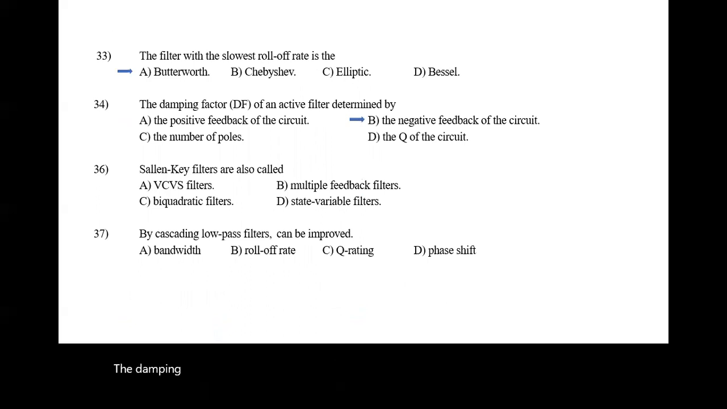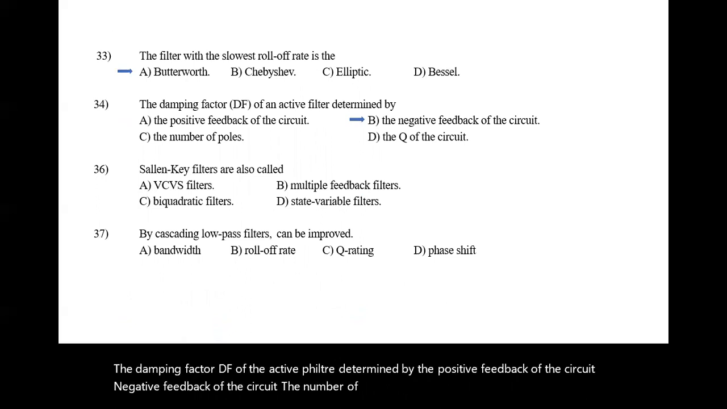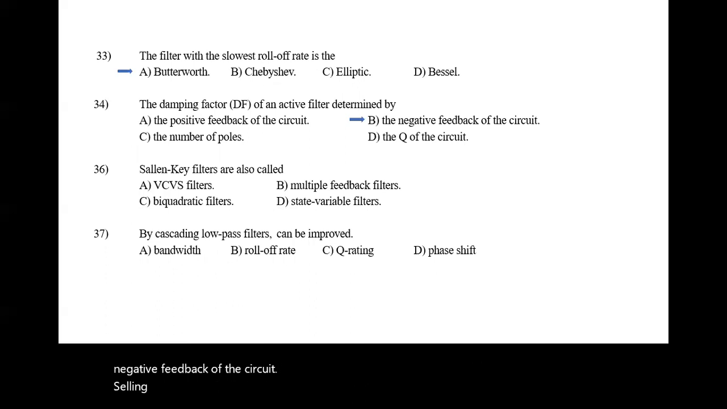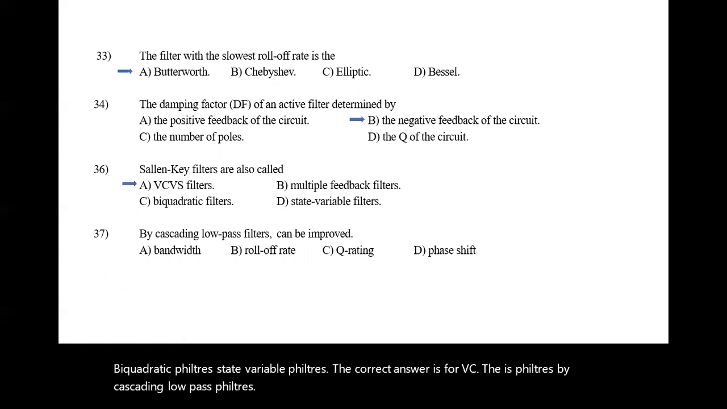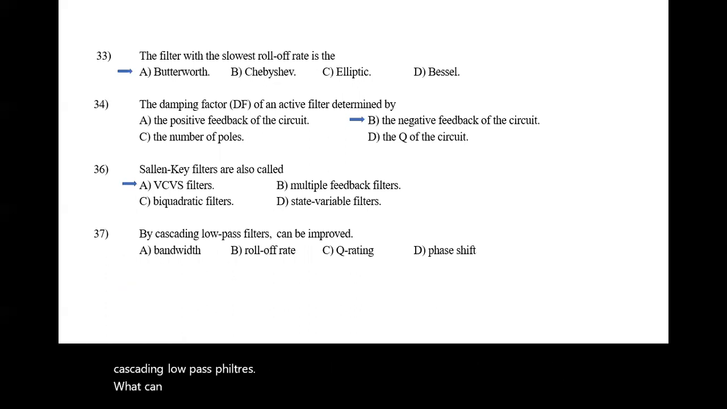Sallen-Key filters are also called ICFS filters, multiple feedback filters, biquadratic filters, or state variable filters. The correct answer is the VCVS filters. By cascading low-pass filters, what can be improved? The bandwidth, the roll-off rate, the Q rating, or the phase shift? The roll-off rate.